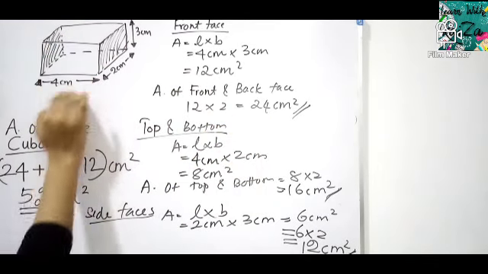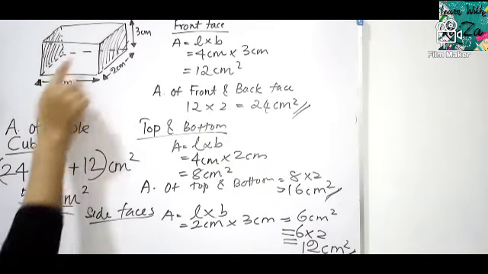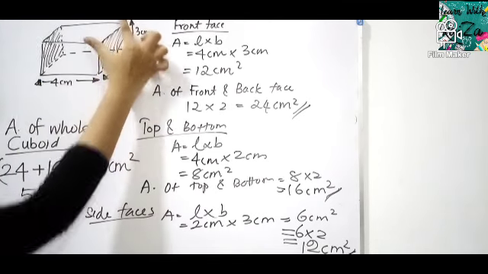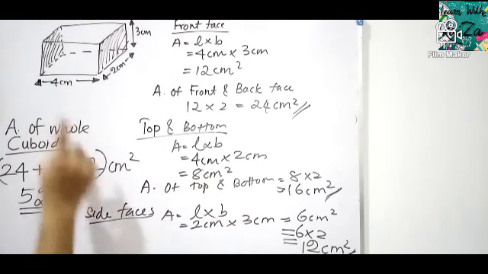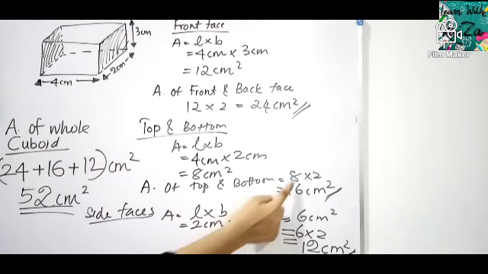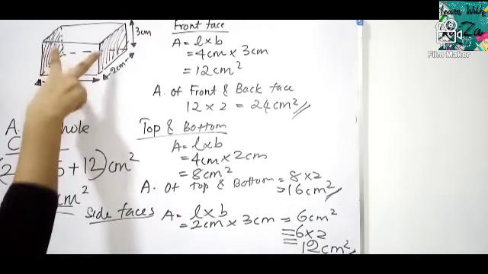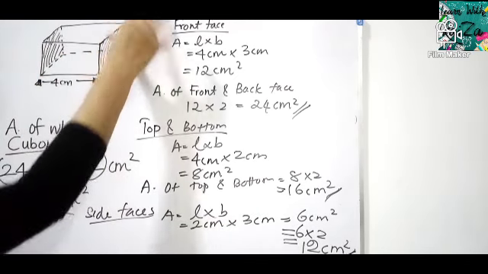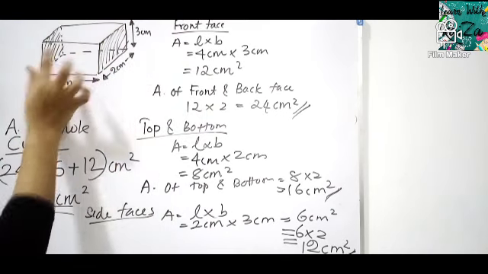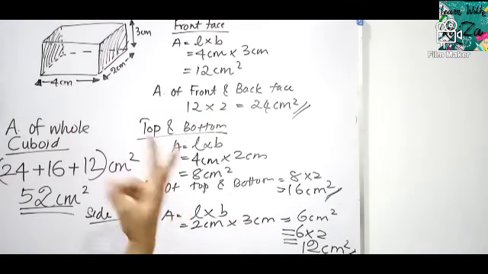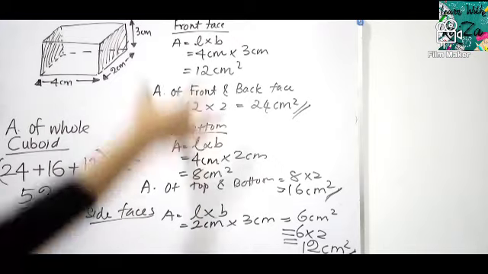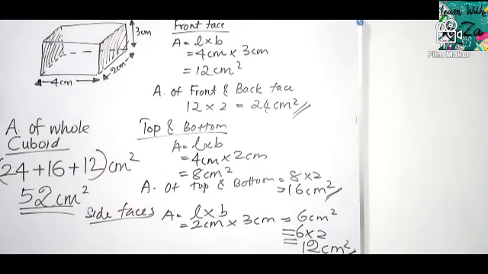Then considering top and bottom faces, dimensions here 4 cm, here 2 cm. So 8 square cm. Since top and bottom are 2 faces, I multiplied the value by 2, 16 square centimeter. Consider the 2 side faces, dimensions are 3 cm and 2 cm. So 2 times 3 is 6, since 2 faces, 12 square centimeter. Area of the whole cuboid means you have to add all these 3 values and get 52 square centimeters.